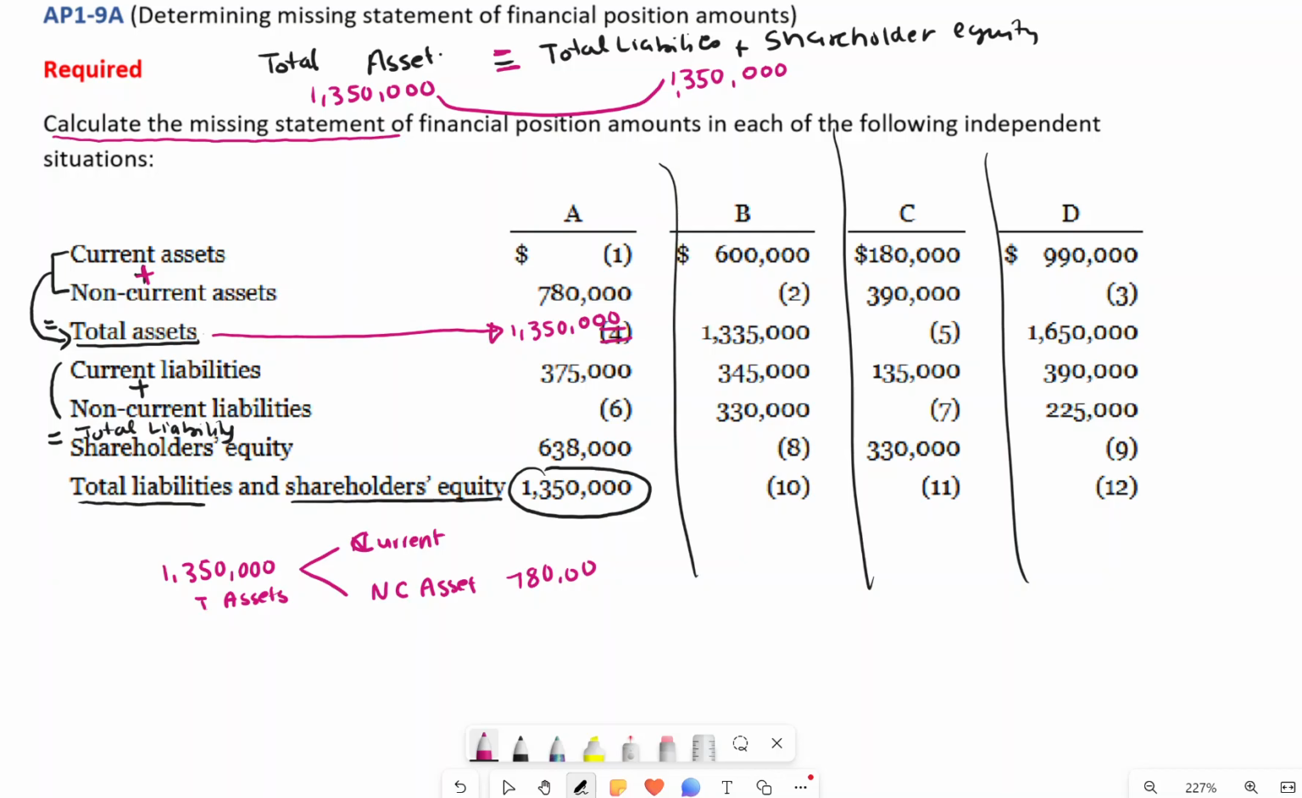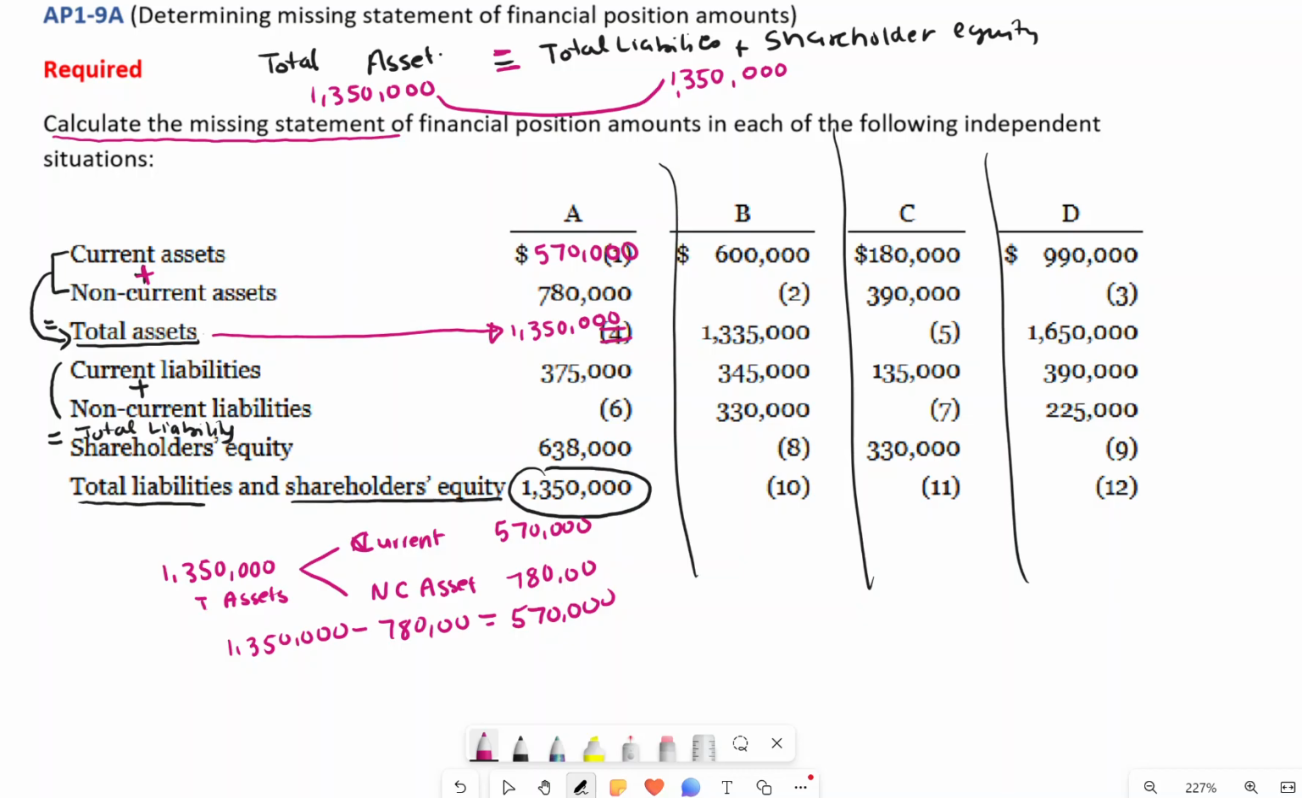All I'm going to do is take 1,350,000 minus 780,000. It will give me 570,000, and that will be my current assets. So that will give me 570,000.